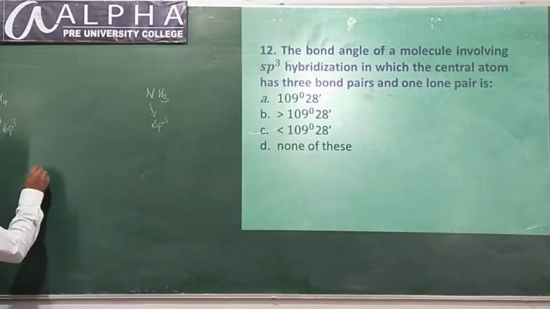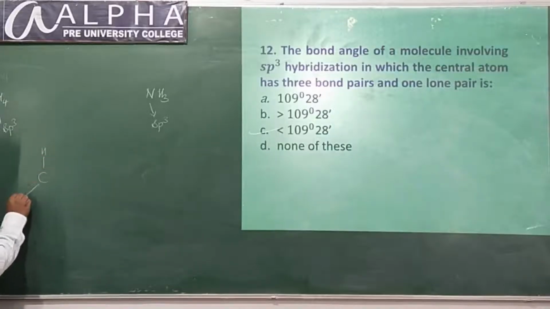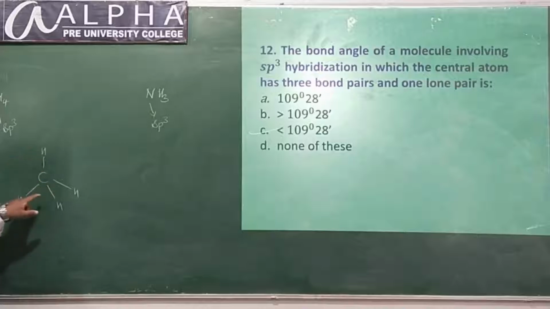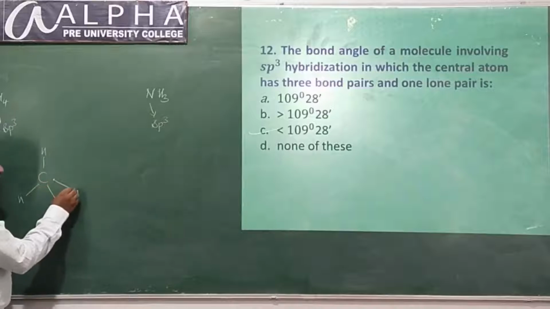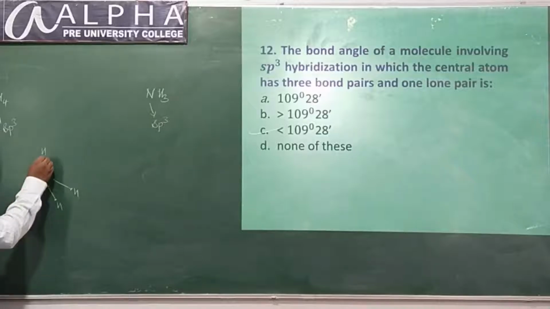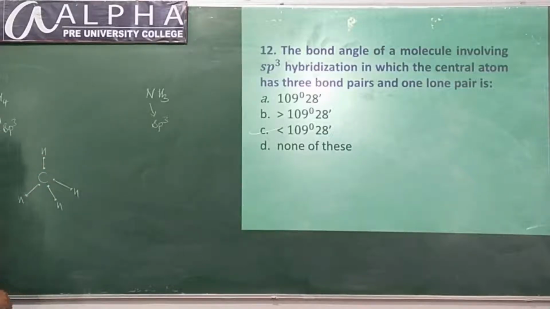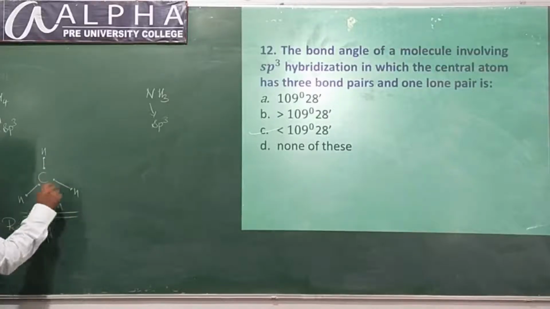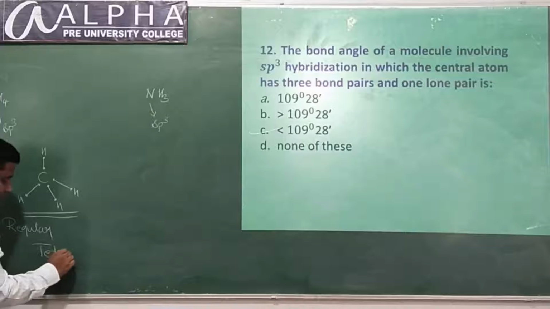In methane, carbon is surrounded tetrahedrally by 4 hydrogen atoms. So you can observe carbon is surrounded only by bond pair of electrons. There are no lone pair of electrons around carbon. Therefore this sp3 is regular geometry. What do you call the geometry of methane? It is tetrahedral.